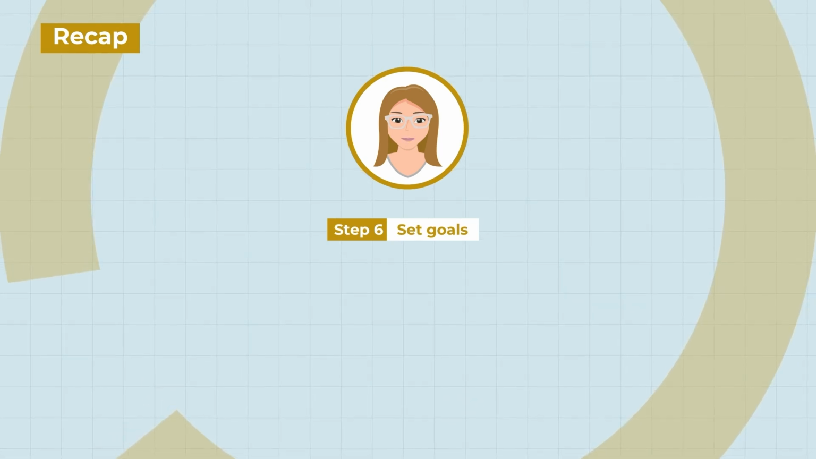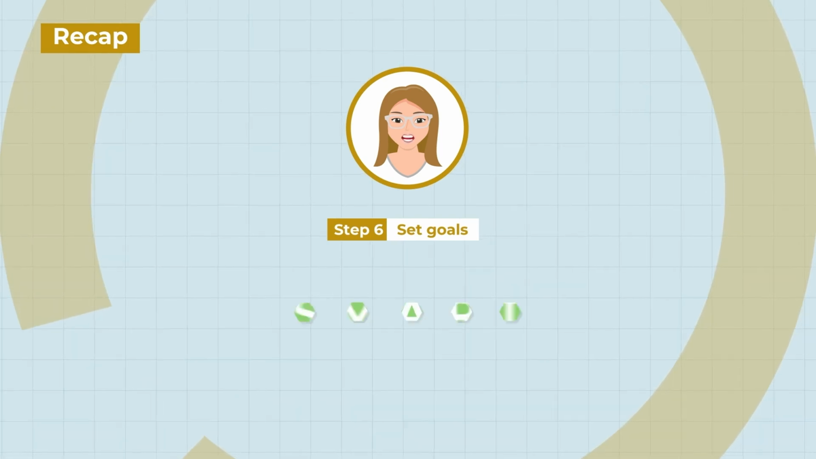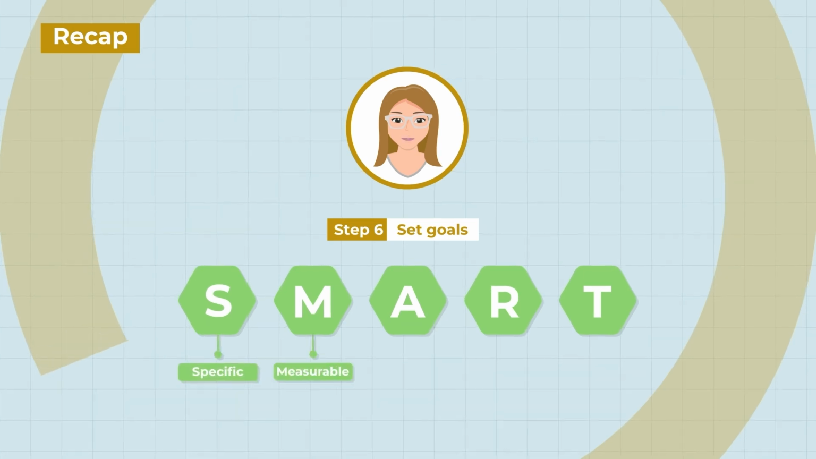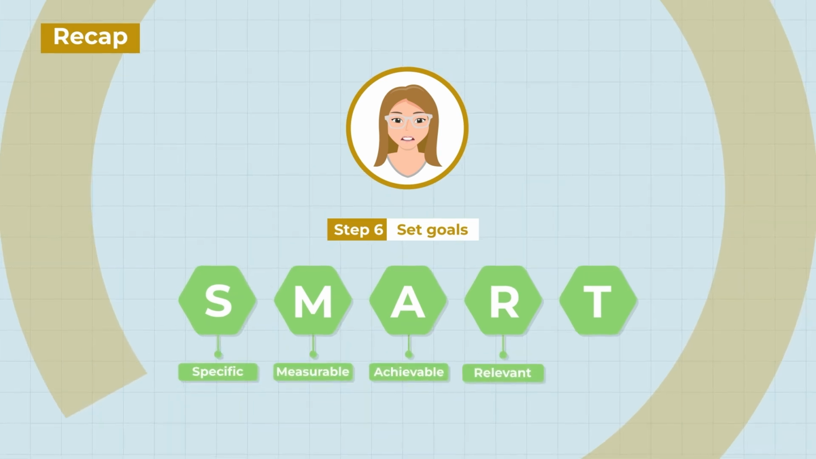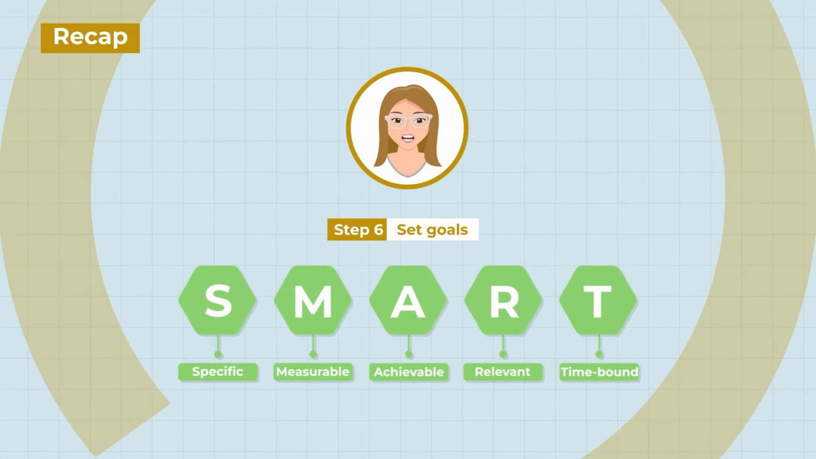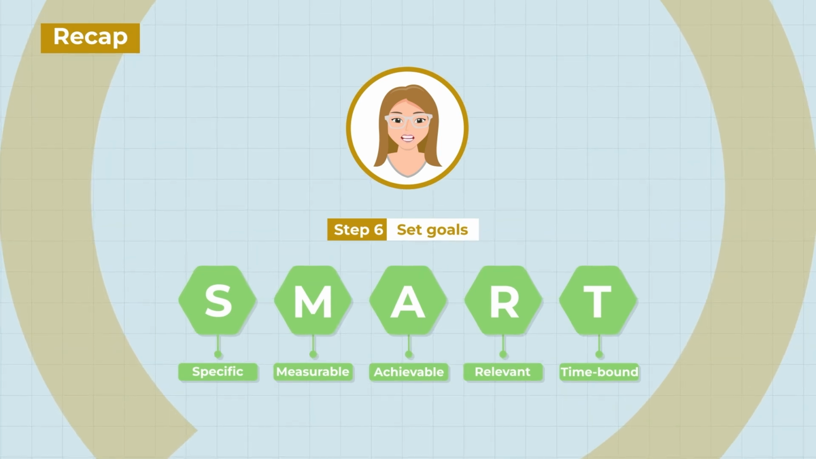Then we moved on to goal setting in step 6, realistic ones, not just change the world by next Tuesday. We talked about making sure those goals were SMART: specific, measurable, achievable, relevant, and time-bound, aka had a deadline, so you'd actually know if you were making progress.